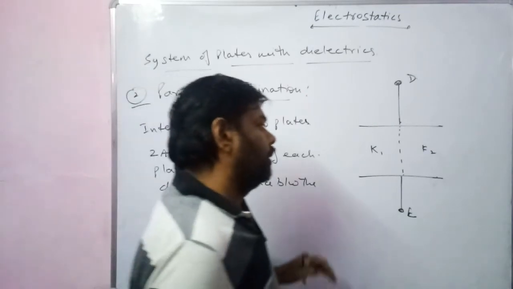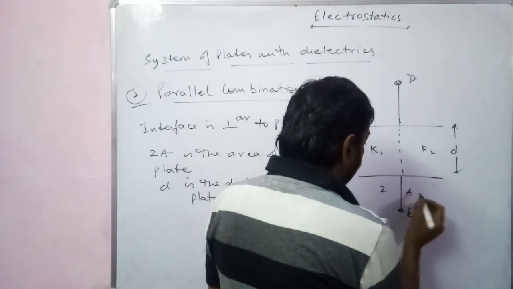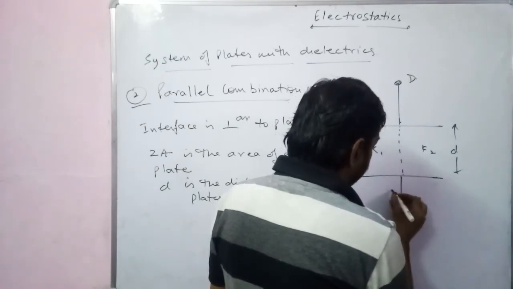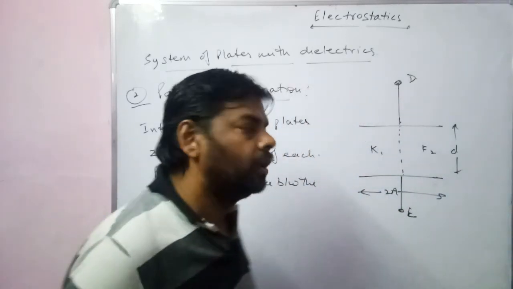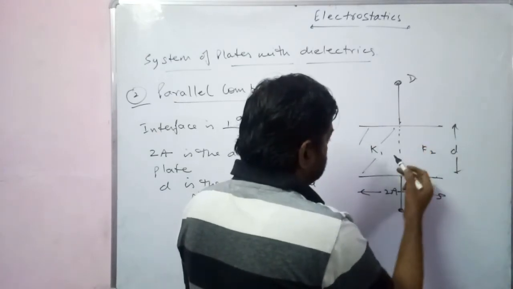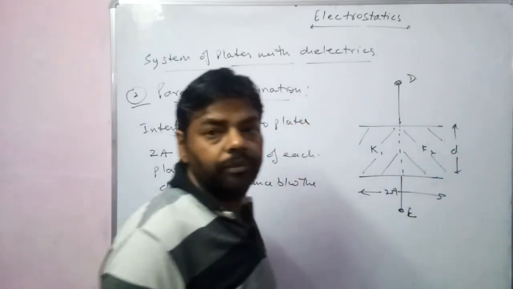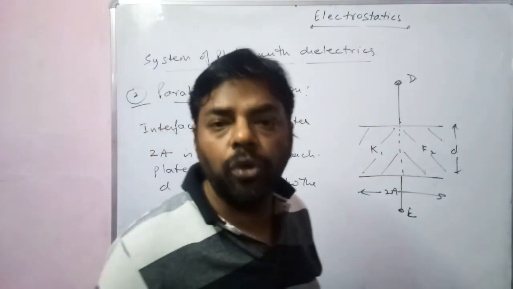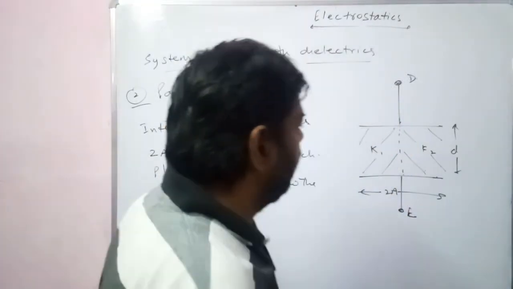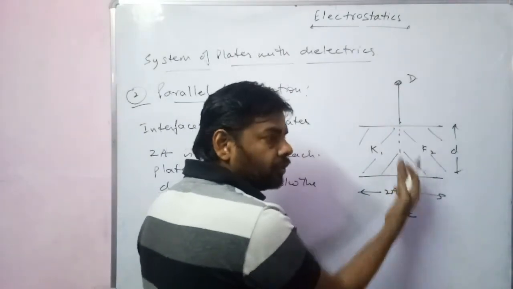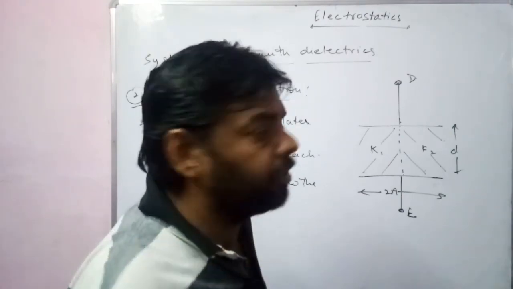So this distance is d and this area is 2A. Clear? Okay. Now again, we have to reduce the circuit. Again, you have to break the circuit at the interface. When you are splitting the circuit at the interface, then you will get two different parts. Now, take a careful look at the two different parts.